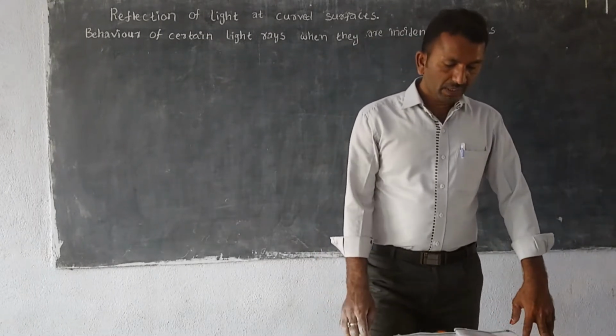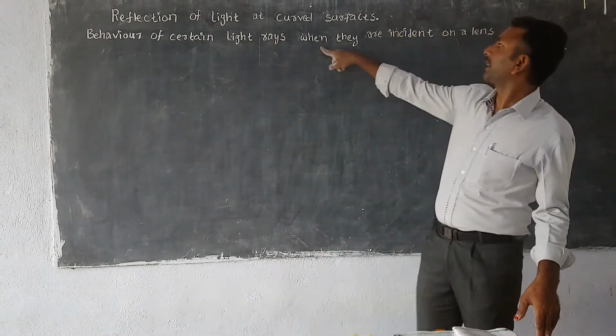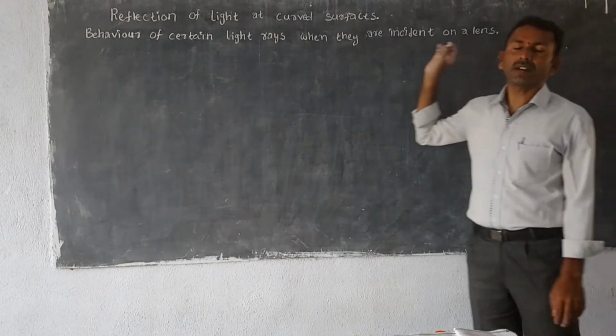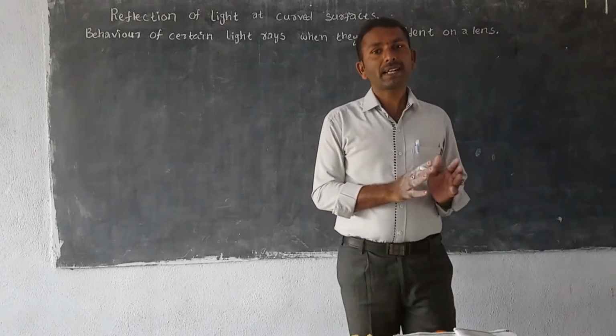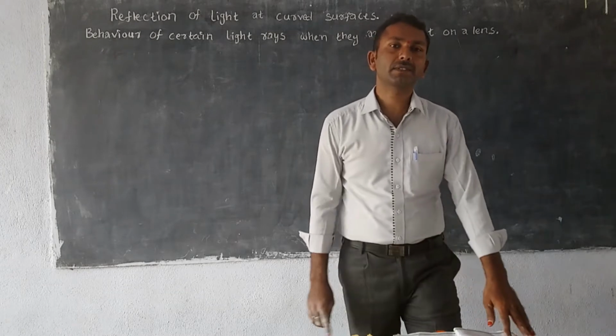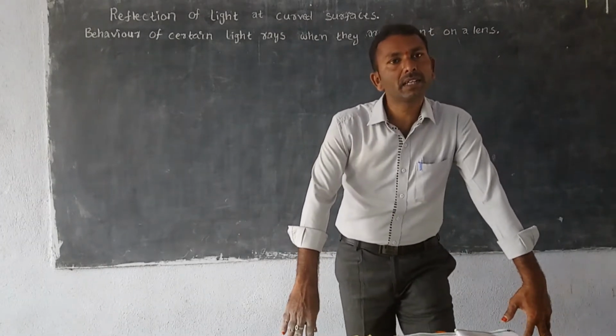Okay, and here we are going to learn about the behavior of certain light rays when they are incident on a lens. What is the behavior of a light ray? In the previous class we learned what happens when a parallel beam of light falls on the lens. We have learned that, and now we are going to learn about the light ray.